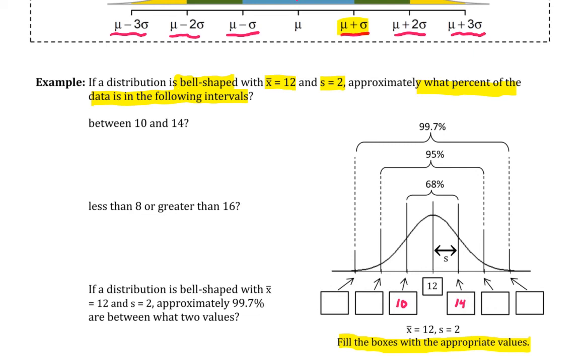If you were to go up 2 standard deviations, so add another 2, you'd be at 16, or subtract another 2, we'd be at 8. And we know approximately 95% of the data is going to fall within this interval. Lastly, if you go up one more standard deviation and down 1 more standard deviation, then this is where we should expect to find approximately 99.7% of our data.